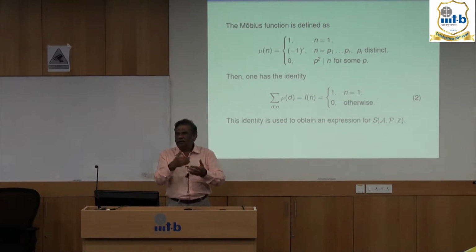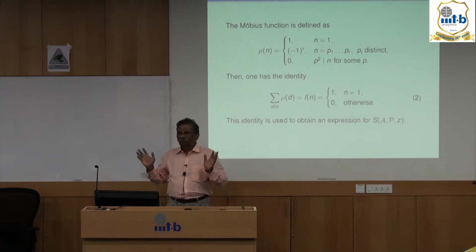For P1 it is plus 1. For P1, P2 it is minus 1. Sorry, other way. P1 it is minus 1. P1, P2 it is plus 1. P1, P2, P3 it is minus 1. P1, P2, P4 it is plus 1. If it is P1 square, it is 0. P1 square times Q1, it is 0.